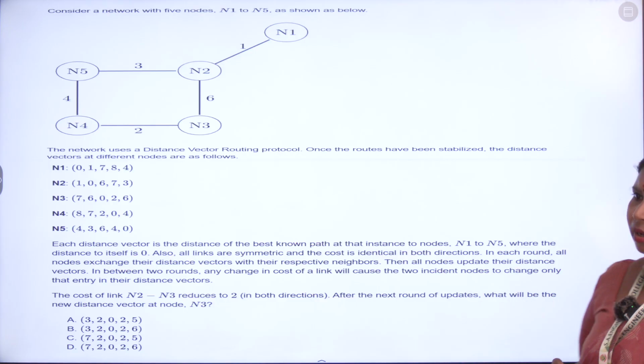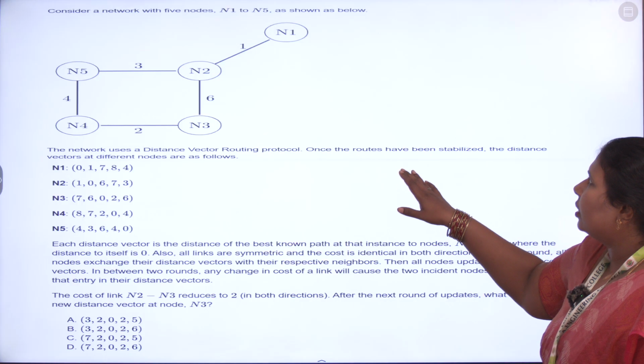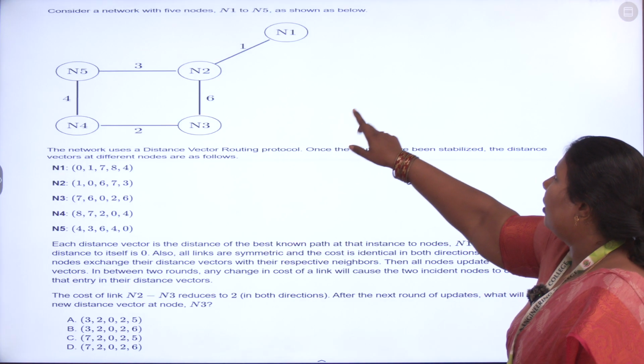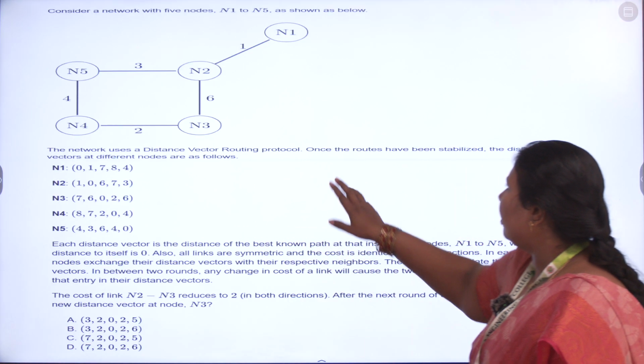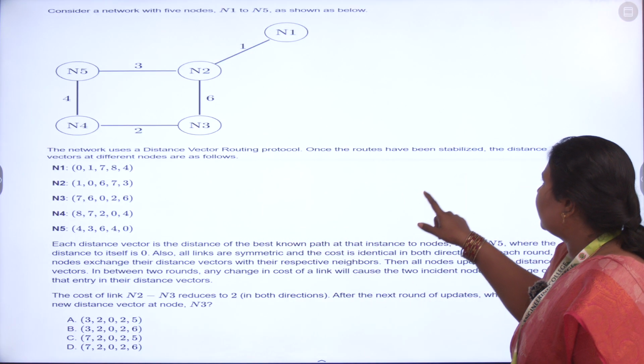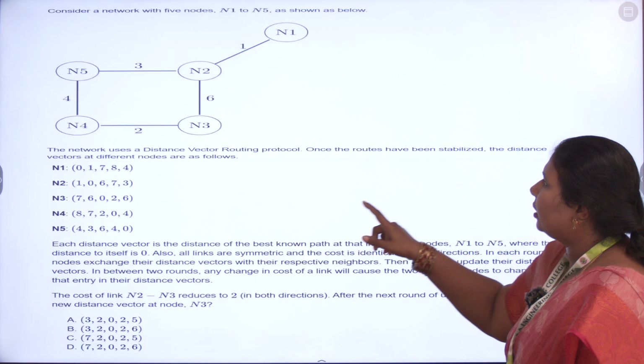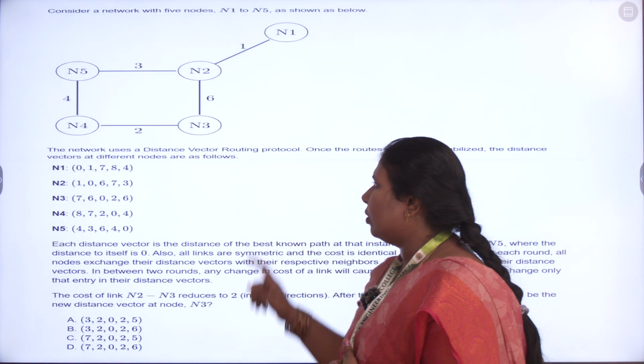This is the question. This is the GATE question. Consider a network with 5 nodes N1 to N5 as shown below. The network uses the distance vector routing protocol. Once the routes have been stabilized, the distance vectors at different nodes are as follows.